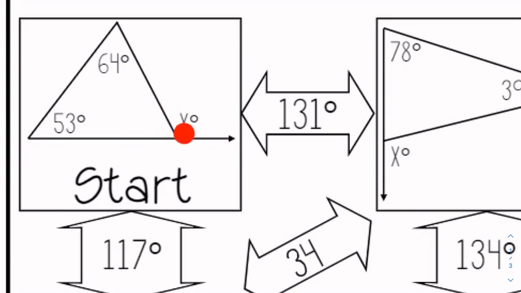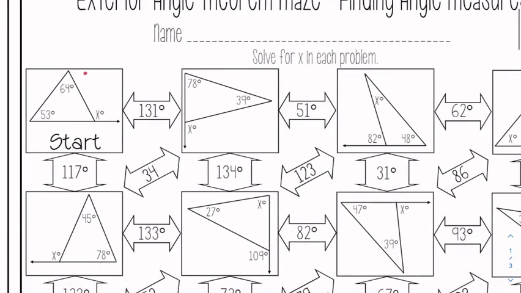And the exterior angle theorem states that if you combine the two opposite interior angles, then that is going to equal the exterior angle. So to figure out what x is, we're going to add together 53, oops, I'll make it smaller. All right, 53 plus 64, and that added together gives us 117. So in our maze, we know that we are going this direction. So we're just going to color in our 117. Okay, and then we're going to go to the next problem.